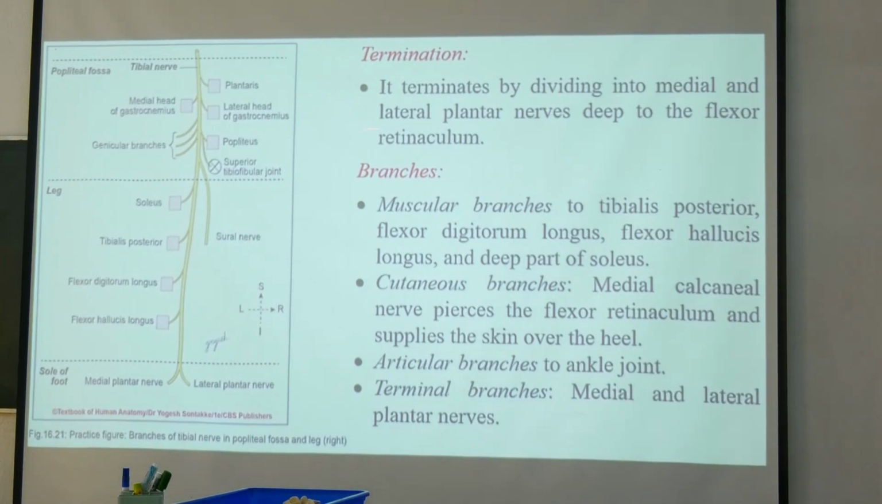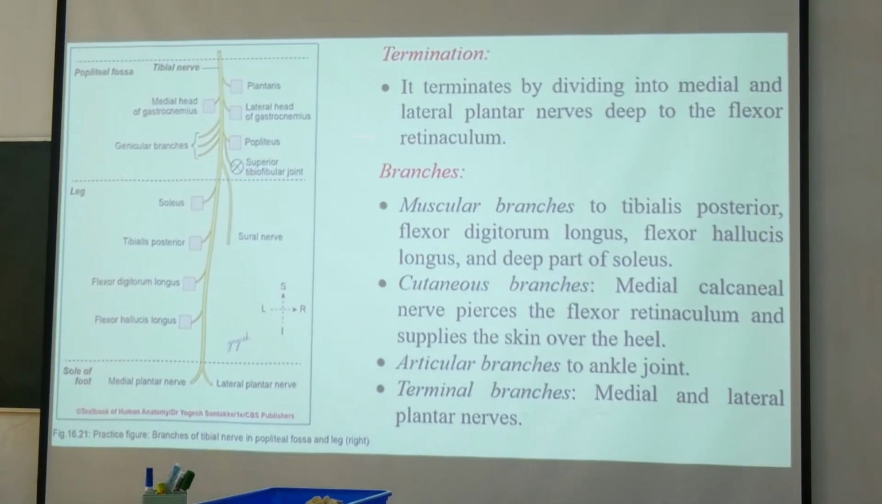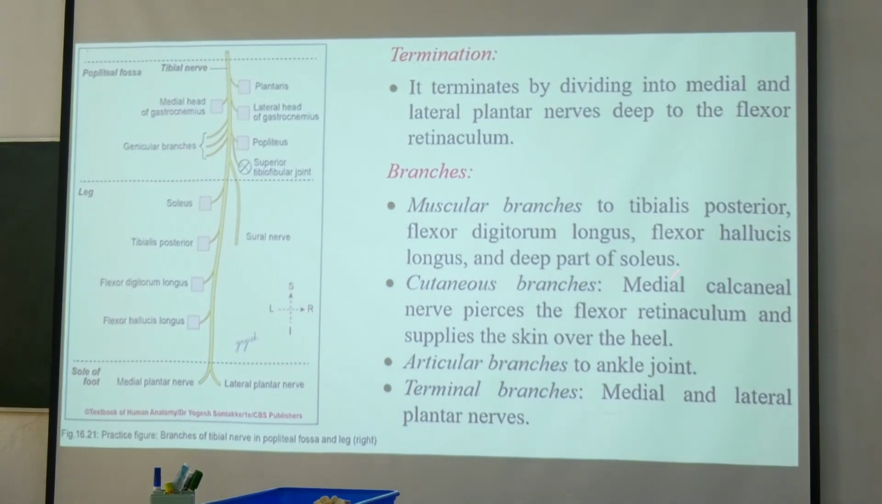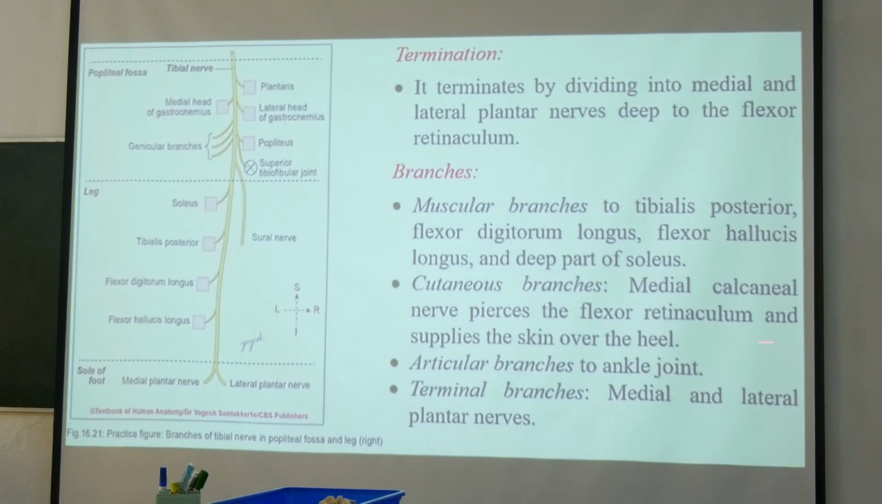These are the branches. It terminates by dividing into medial and lateral plantar nerves deep to the flexor retinaculum. Branches are muscular branches to all these muscles of the back of the leg, and a cutaneous branch, the medial calcaneal nerve, which pierces the flexor retinaculum and supplies skin over the heel. Articular branch to the ankle joint, and terminal branches, these two, the medial and lateral plantar nerves. This is one.